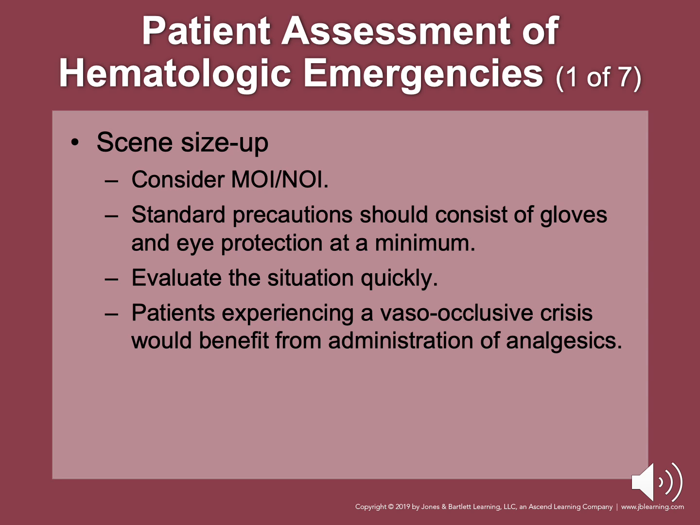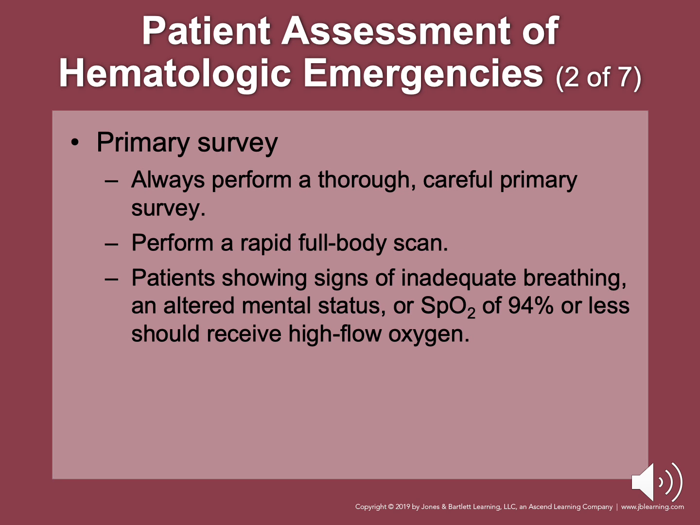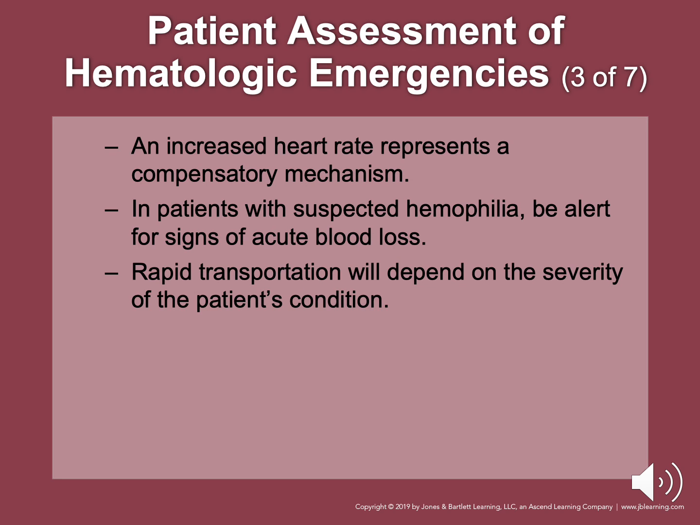Primary survey: always perform a thorough, careful primary survey, a full body scan, airway, breathing, and maintain SpO2 at 94% or higher. If they are less, give high flow oxygen. An increased heart rate usually represents a compensatory mechanism. So be aware that even minor trauma in these patients can result in bleeding into the airway, which increases airway compromise. So check their circulatory status.